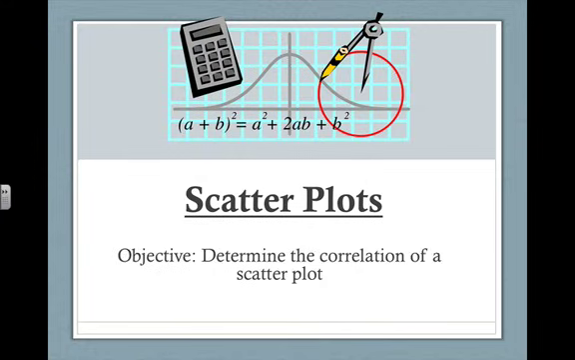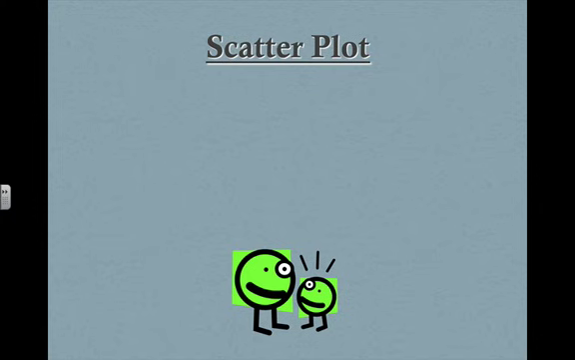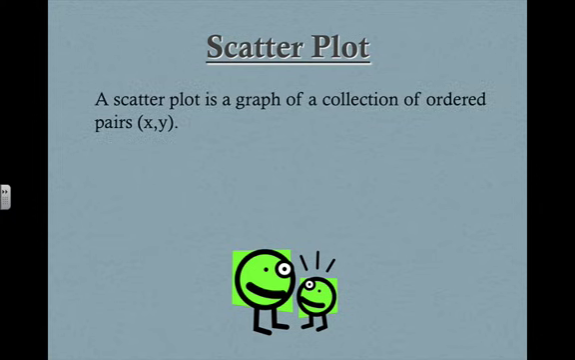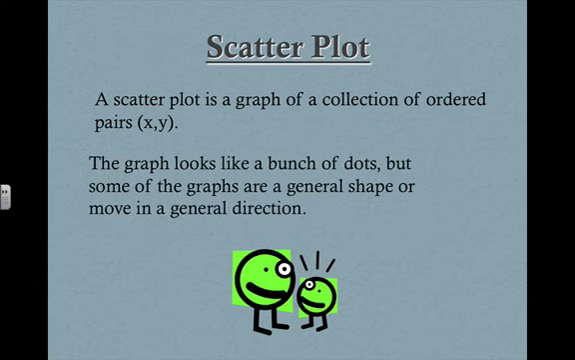So this lesson looks at scatter plots, and what we're going to do is look at different types of correlations that you might observe in a scatter plot. Now, scatter plots are just a collection of ordered pairs on a graph, and in some cases the graph looks like just a bunch of dots all over the place. In others, there's a general trend or a general shape to the graph.